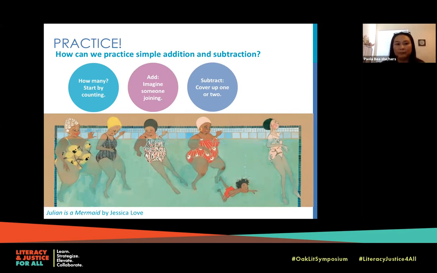Before we move on, there is one more question. They're asking about incorporating math in poems. So thoughts on that? Poems. I'm thinking about haiku, right? The syllables.